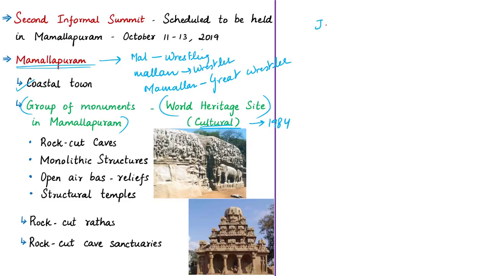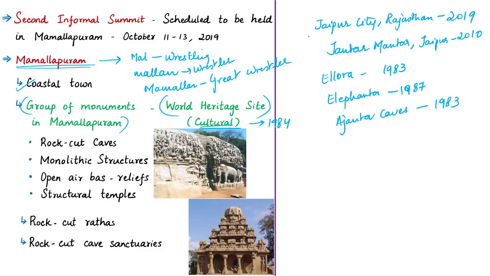If you remember, in many classes we have seen other world heritage sites also. Let us revise them one by one. One is the Jaipur city in Rajasthan. This is the site which received the world heritage status very recently, in 2019. Then we also discussed Jantar Mantar, which is in Jaipur, and it is also a cultural world heritage site. It was declared a world heritage site in the year 2010.